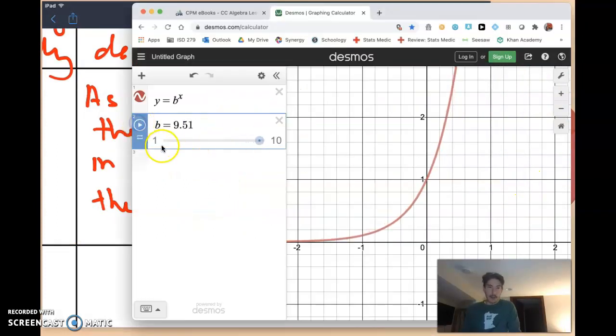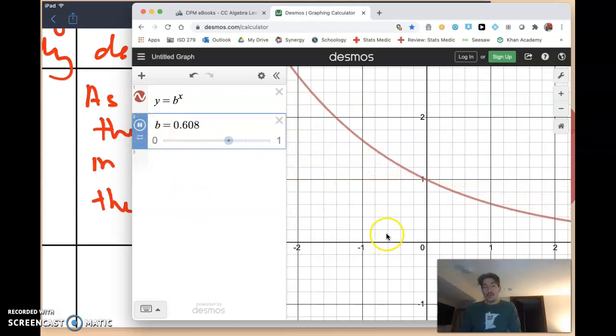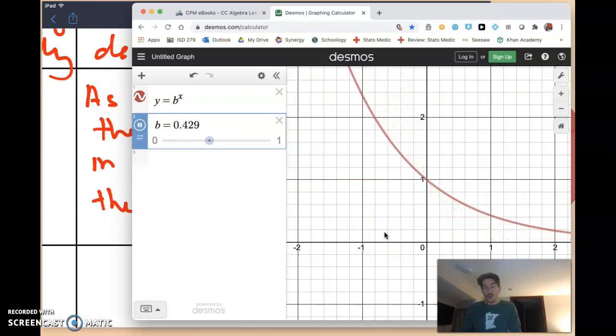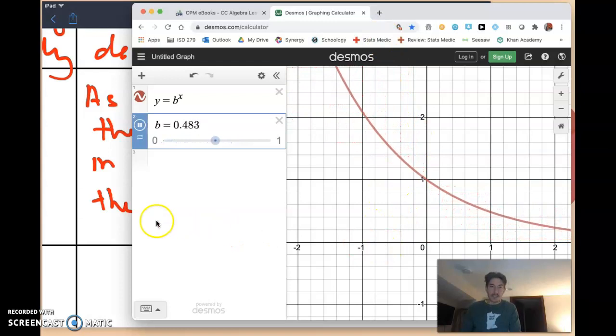I can come back here. I'll pause this. I'll change this to be from 0 to 1. So we are specifically only dealing with decay values. I can press play. And now what do we see? Well, as B gets close to 1, we see a pretty flat line. As B gets close to 0, we see, wow, a pretty steep decay function.